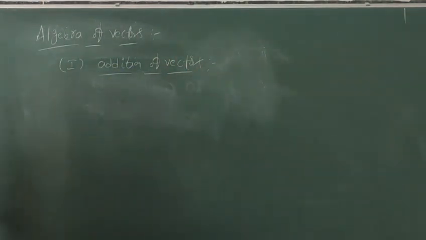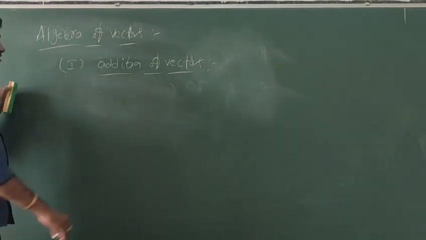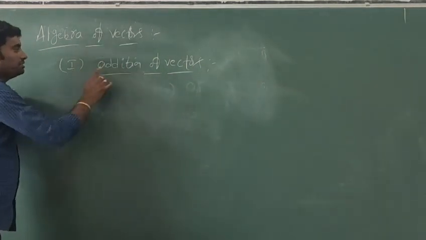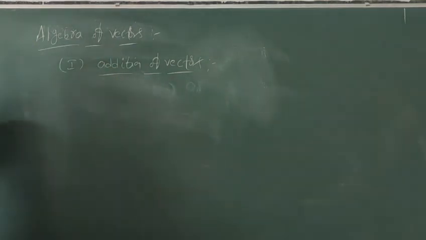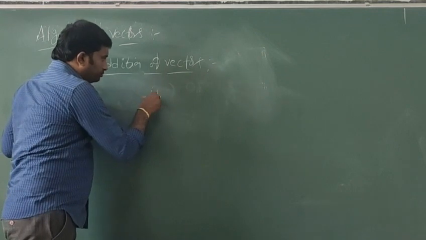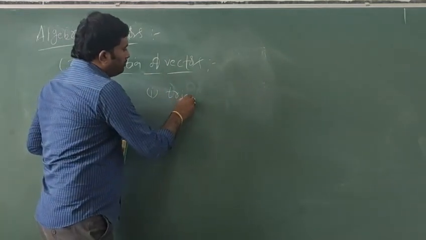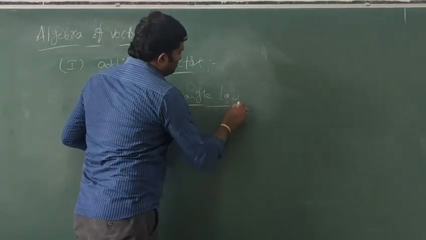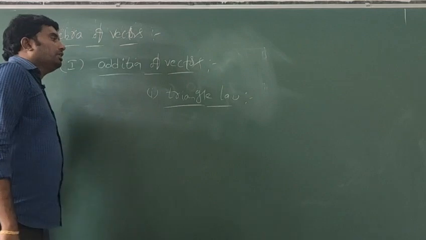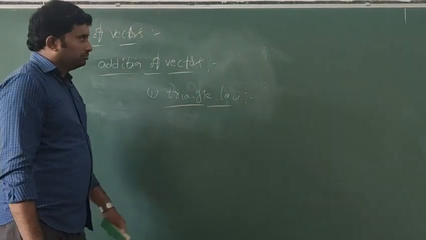Addition of vectors. First, algebra of vectors, algebraic operations we are going to apply to vectors. First algebraic operation is addition of vectors. Again in this first one, triangle law of addition of vectors. Simply write down triangle law of addition of the vectors.